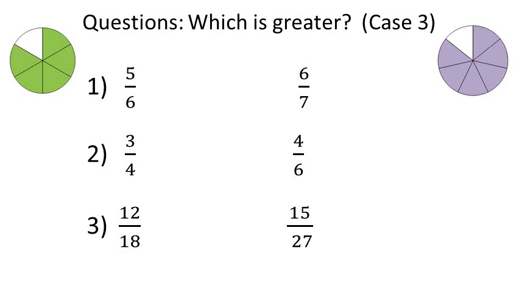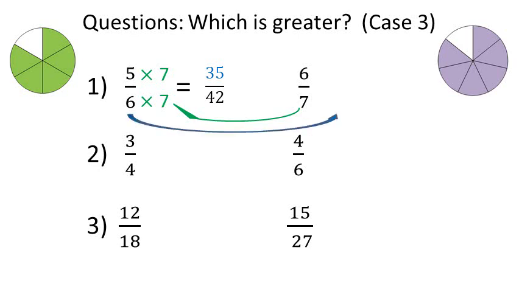In order to change them to equivalent fractions with a common denominator, we need to multiply both the numerator and denominator of 5/6 by the other denominator 7, and we get 35/42. In a similar way, multiplying both the numerator and denominator of 6/7 by the other denominator 6, we get 36/42. Now we compare 35/42 and 36/42. Since 35 is less than 36, 35/42 is less than 36/42.